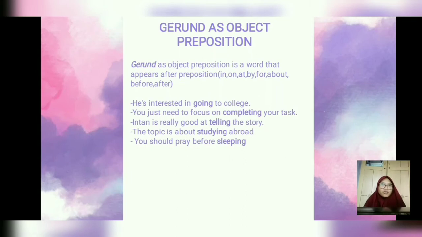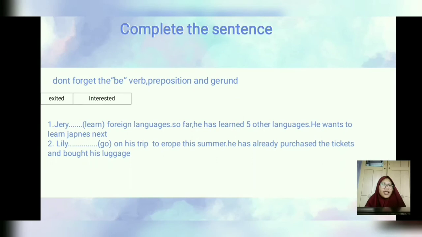What about the second example? Yes, the gerund is completing. Completing comes after the preposition on. It's the same for the third, fourth, and last examples. Okay, after you understand what I say, let's complete the sentences. In this section, complete the sentence. Don't forget the be verb, preposition, and gerund, and choose the adjective, excited and interest.